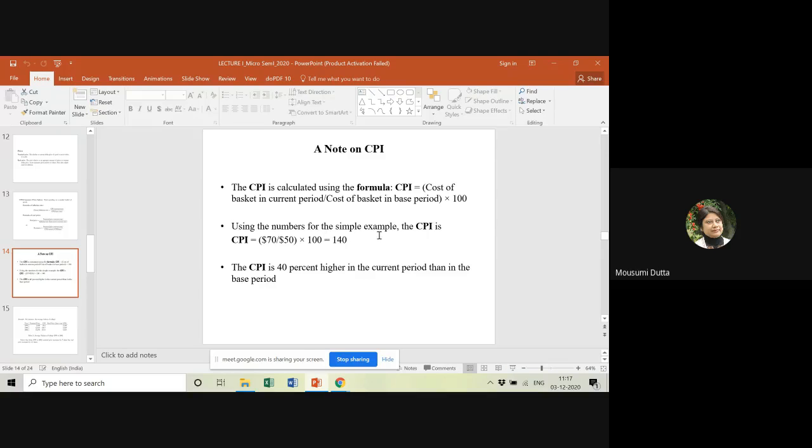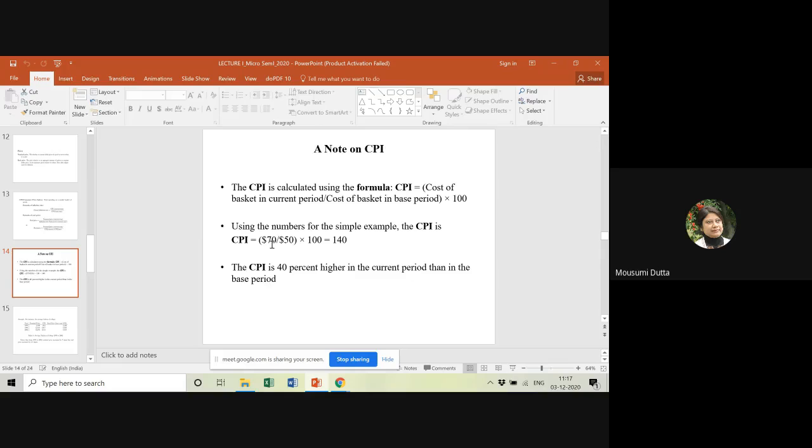Using numbers for a simple example, the CPI is 70 by 50 into 100, which is giving the number 140. So what we are understanding is, if this basket prices 100 rupees in the base year, now the cost of this basket is 140. The CPI is 40% higher in the current period than in the base period. So this is the idea.